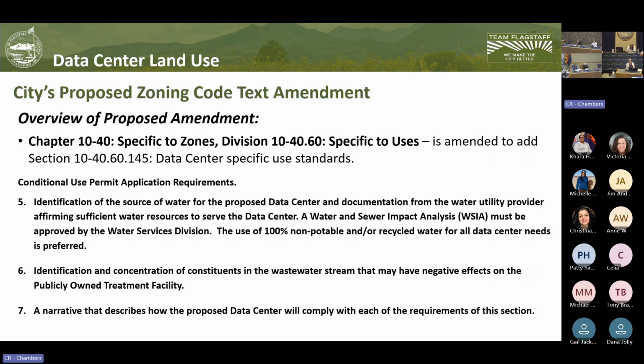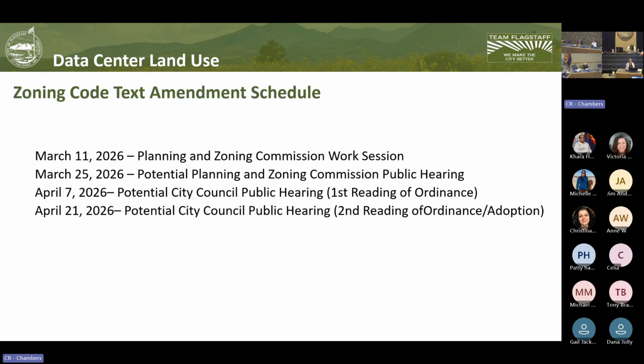Six, identification and concentration of constituents in wastewater. And I did have to learn constituents does not refer to people. It is actually contaminants in the wastewater stream that may have negative effects on the publicly owned treatment facility. And a narrative that describes how the proposed data center will comply with each of the requirements of this section.